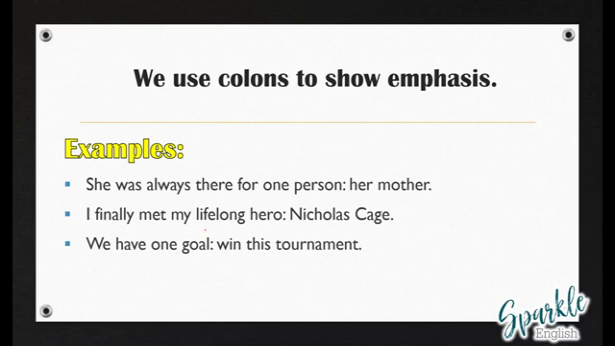We can also use colons to show emphasis. Example: she was always there for one person, her mother. We want to emphasize who she was always there for, so we have to put a colon. We have a full sentence, a full independent clause here: she was always there for one person, and then we use the colon to emphasize that the mother is who we're talking about. If this sentence was, she was always there for her mother, you wouldn't need a colon. But here they're trying to emphasize that her mother was the person that she was there for.